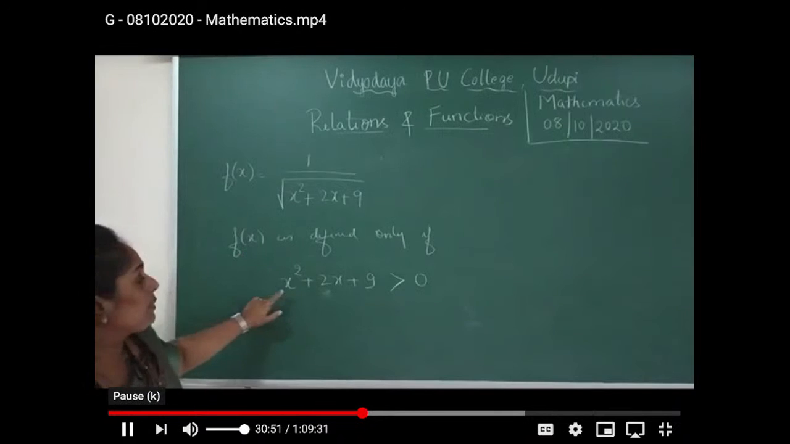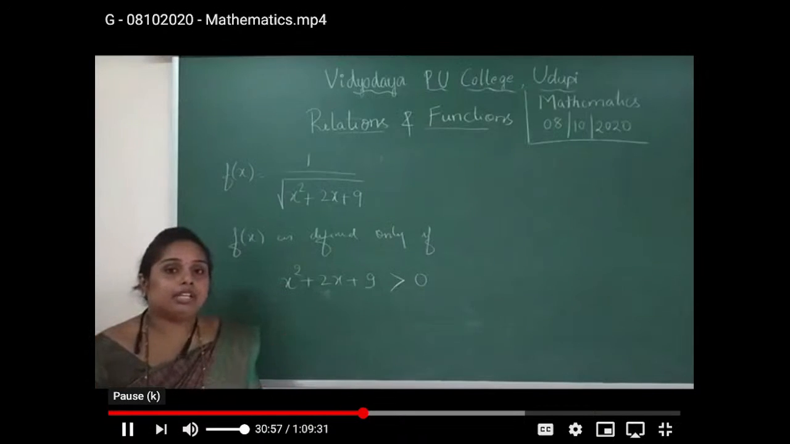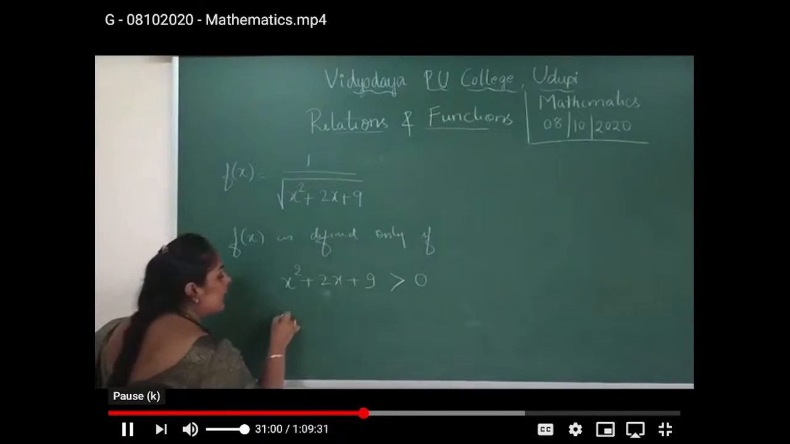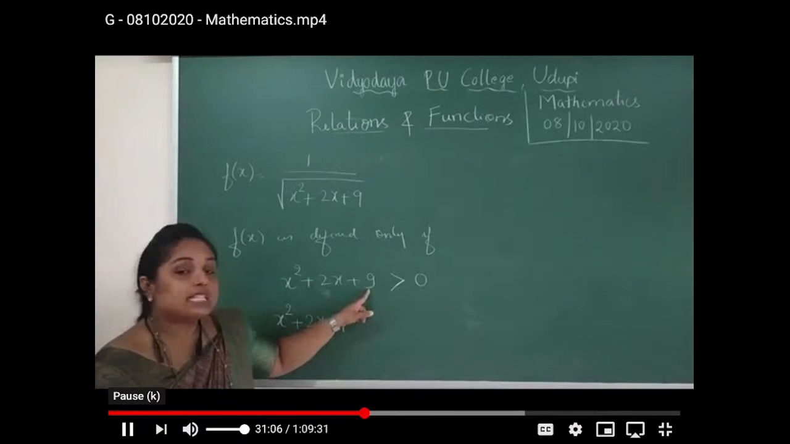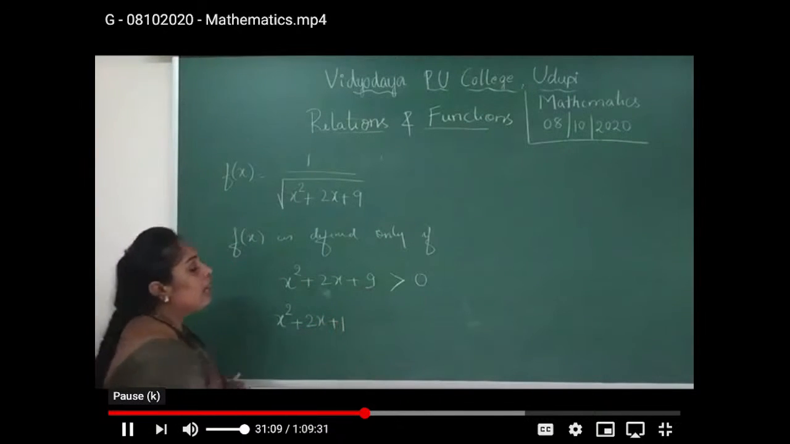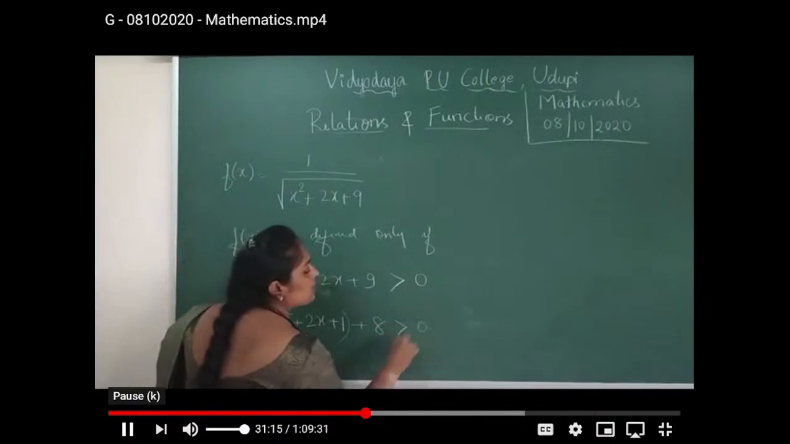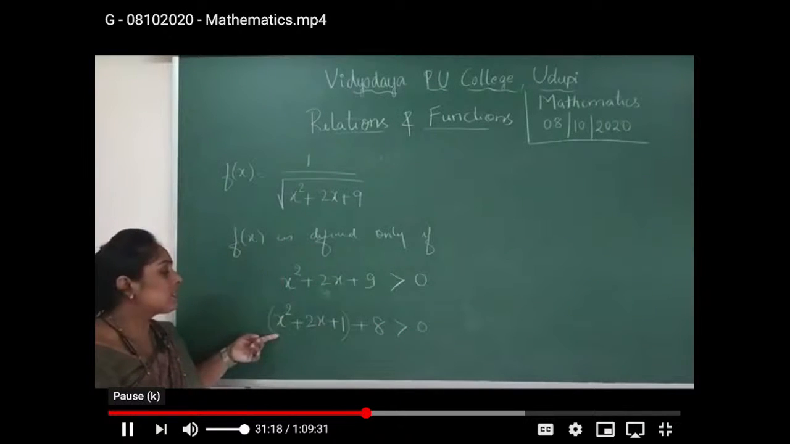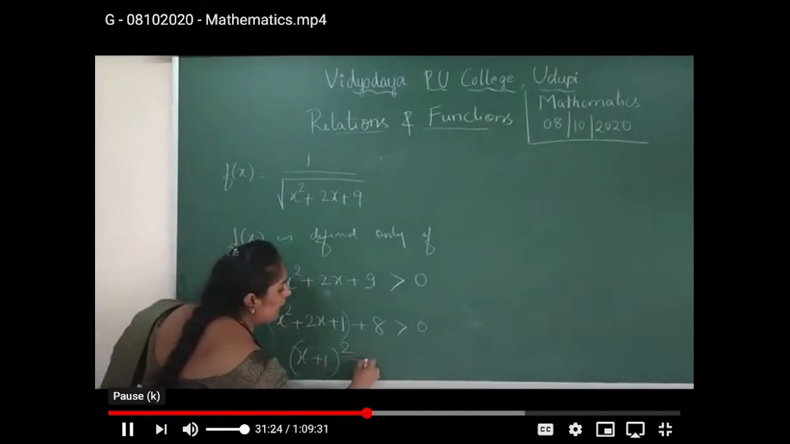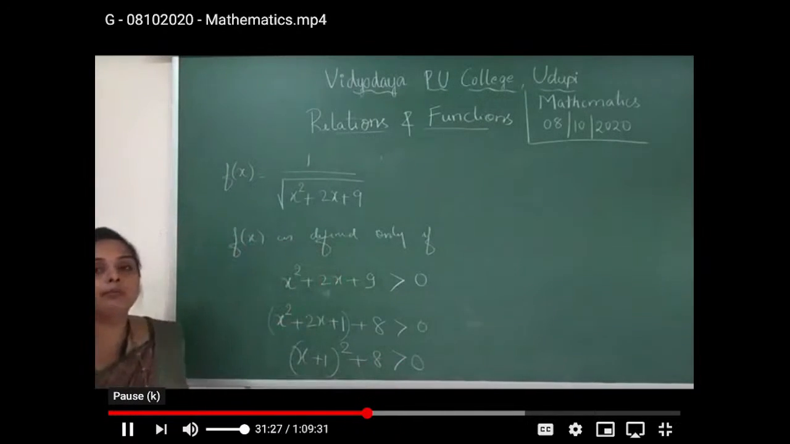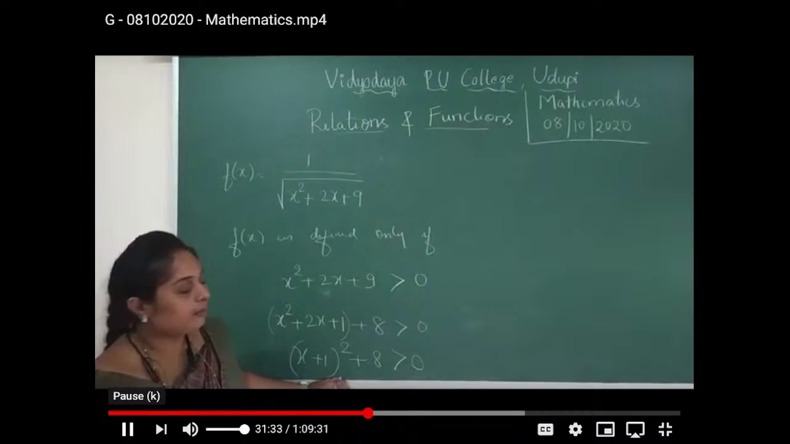What are the values satisfying x? Looking at this, you cannot make it out directly. So I'll try to make it a perfect square. Can I write this as x square plus 2x plus 1? I'll split that 9 into 1 plus 8, and club this term, greater than 0. The reason is x square plus 2x plus 1 is (x plus 1) the whole square, plus 8 greater than 0. Now I can easily make out what values I can put in the place of x.